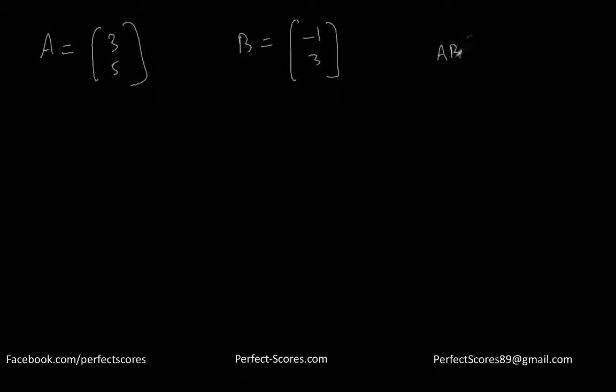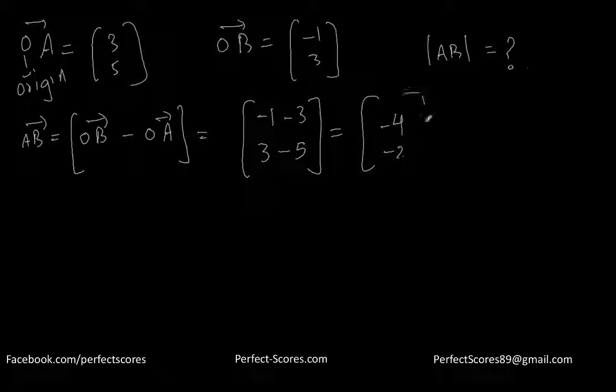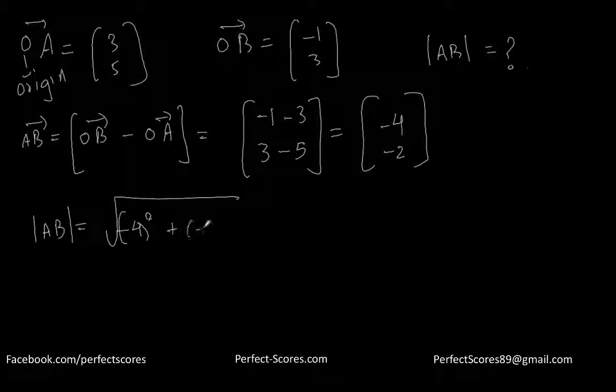Now let's say you're not being given the vector itself. Suppose you've been given vector A, which is (3, 5), and vector B, which is (-1, 3). Suppose we have to find the magnitude of AB. How do you find the vector AB? The vector AB is simply equal to OB minus OA, something that we've done in the previous videos. This is vector OB, and this is vector OA, where O is the origin. So from here you can say that vector AB is (-1 - 3, 3 - 5), which is equal to (-4, -2). If you want to find the magnitude of AB, that is going to be equal to the square root of -4 square plus -2 square, which is the square root of 16 plus 4, which is the square root of 20.